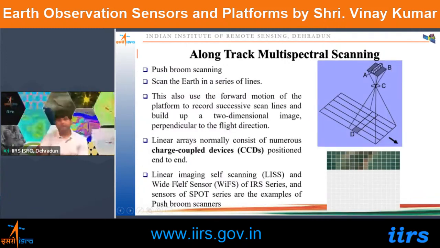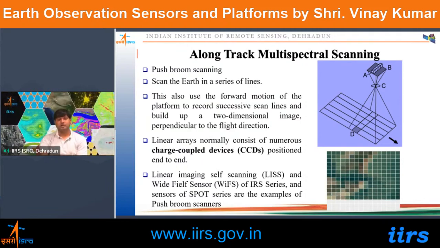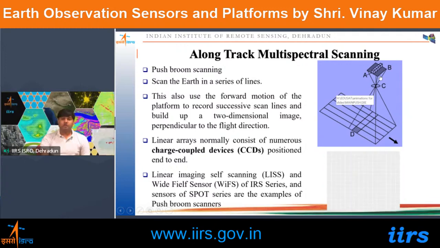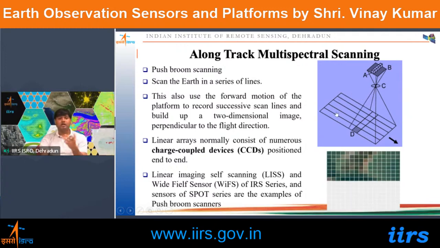Now coming to another type of scanner, called the along-track multispectral scanner. In this along-track multispectral scanner, in place of a single detector for a single band, we have a linear array of detectors. These are called CCDs, small charge coupled devices. Small detectors are placed in a linear array, and they move as if we are pushing a broom in the forward direction and scanning.